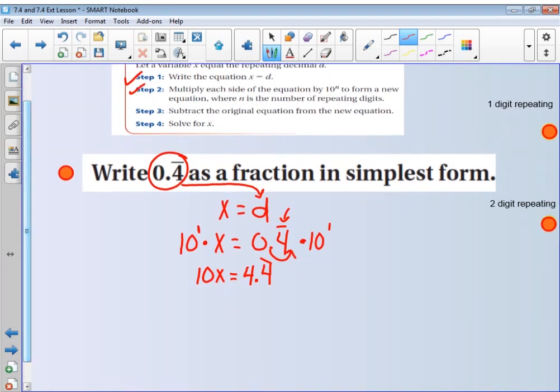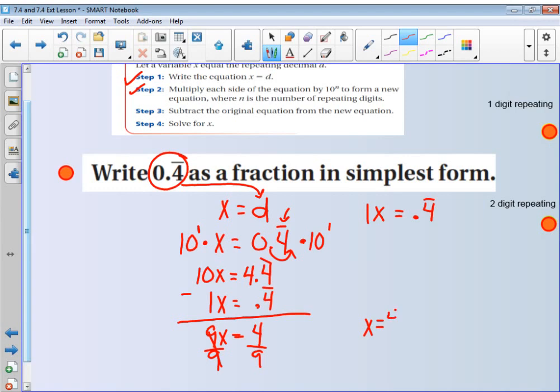Now we're going to subtract our original equation. So our original equation was 1x, because it was just an x, equals 0.4 repeating. So we're going to go ahead and go minus 1x and minus 0.4 repeating, which we're not going to worry about the repeating sign. So now I have 10 minus 1 gives me 9x equals 4.4 minus 0.4, which is just 4. And now to get x by itself, we'll divide by 9. Divide by 9, we just found out that x equals 4/9.